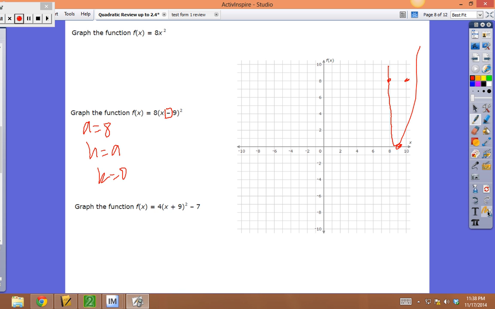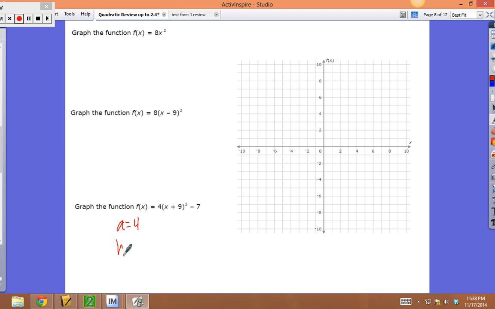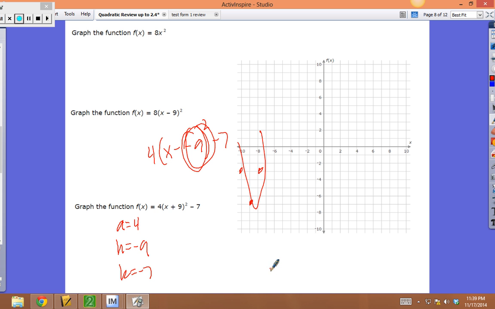The last one, your a is 4. Your h is actually -9, and k is -7. Because there has to be a minus, it's 4 times (x minus -9) squared minus 7. So my h is -9. That means I'm going to go 9 left. I'm going to go down 7. There's my vertex. Up 4 over 1. There's my next. There we go.